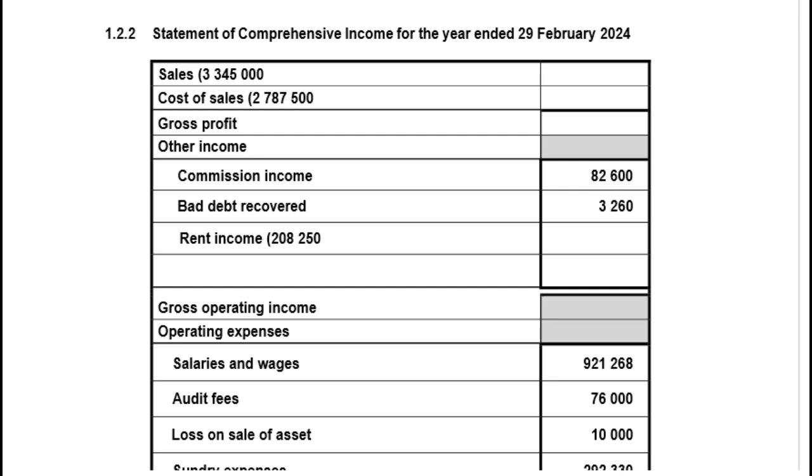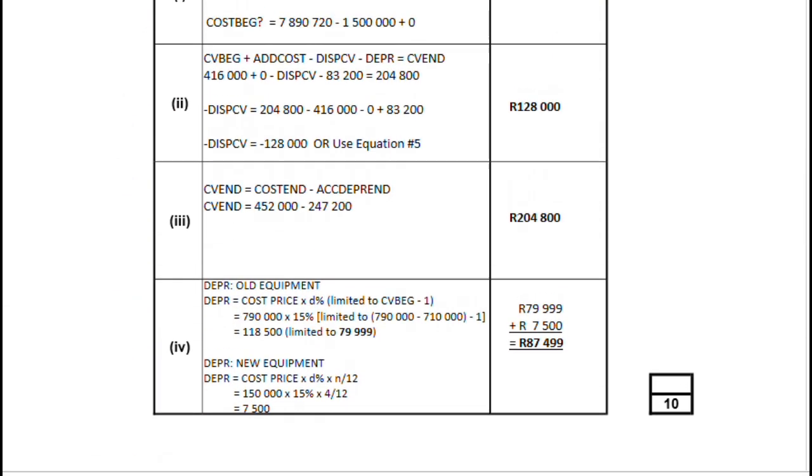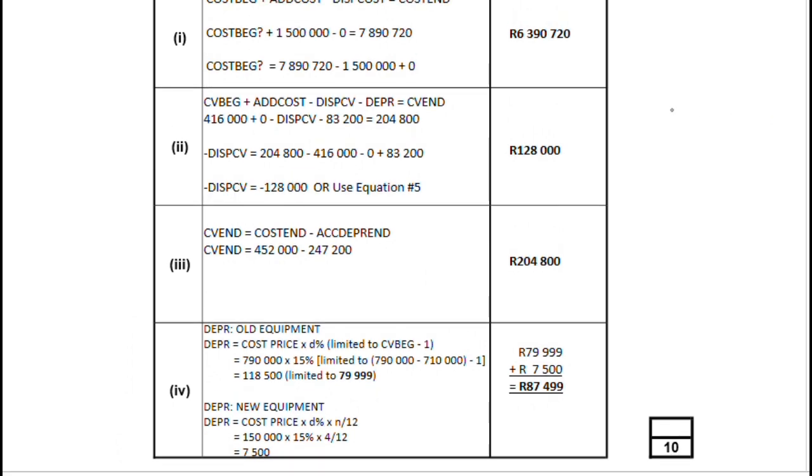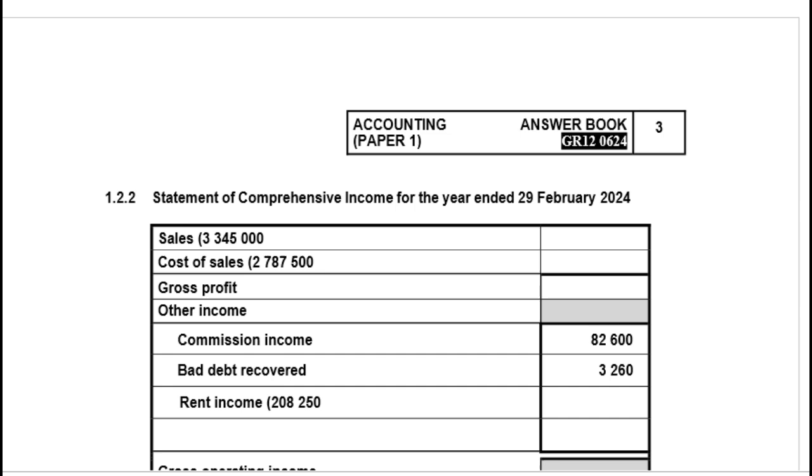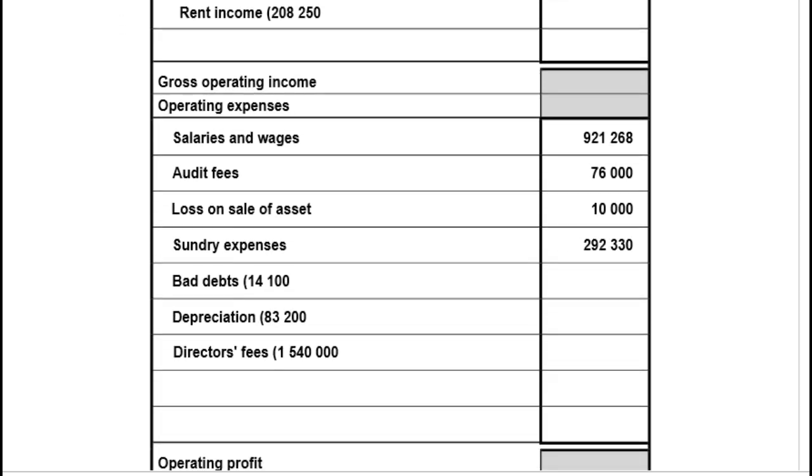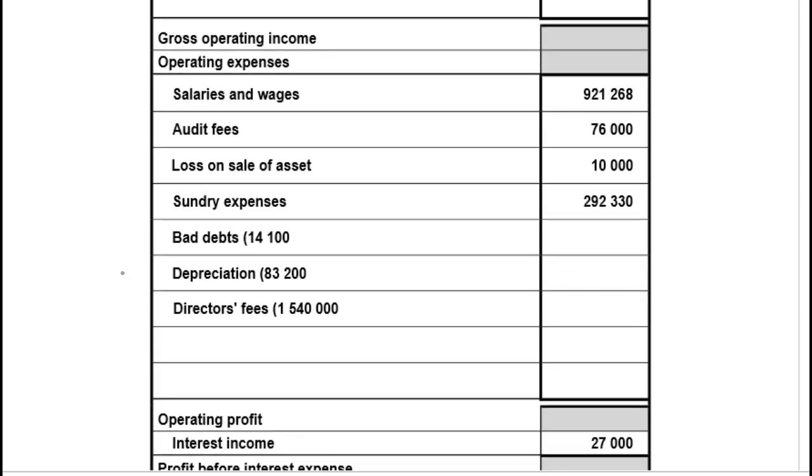The first thing we must do is to carry forward the values that we have already calculated from the fixed asset note. In the fixed asset note, we calculated depreciation on equipment to be 87,499 rands. So we must add that value to the depreciation on vehicles, which has already been entered, so that we can get the total depreciation amount for the financial year.